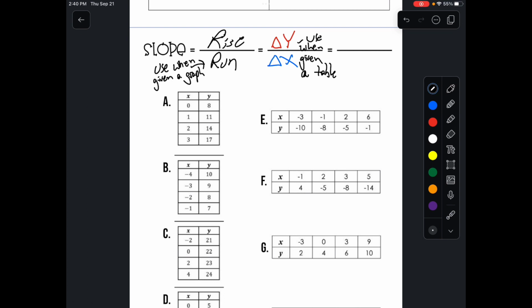And then our last blank that we're going to fill in, we're going to put y2 minus y1 over x2 minus x1. That doesn't need to make sense right now. It will as we fill in notes later on in this packet. But it is important to know that we are going to use this. Use when given 2 points.